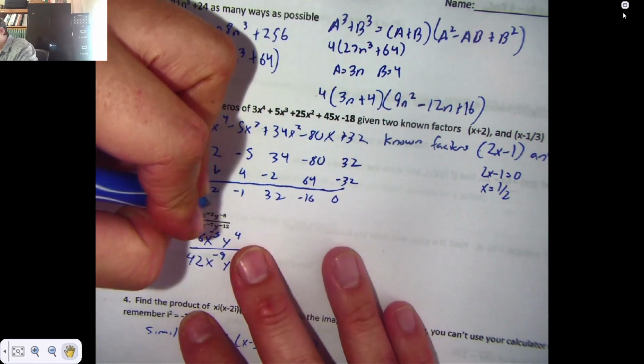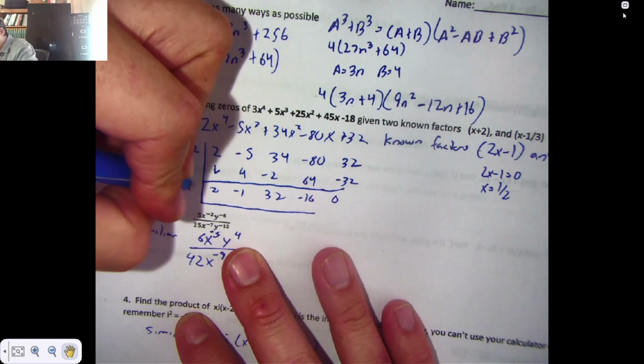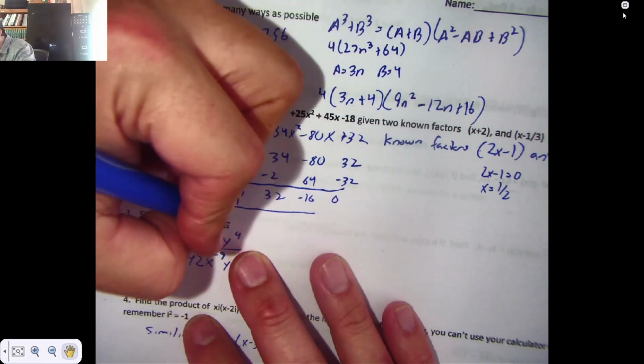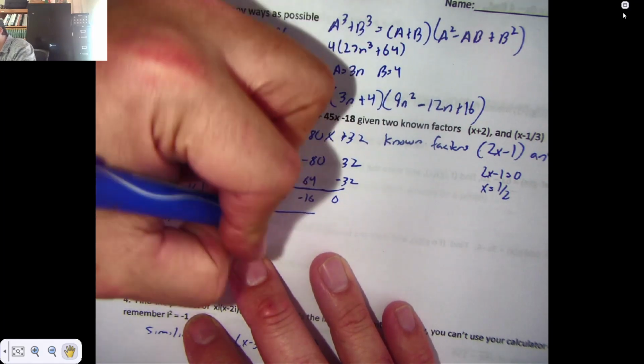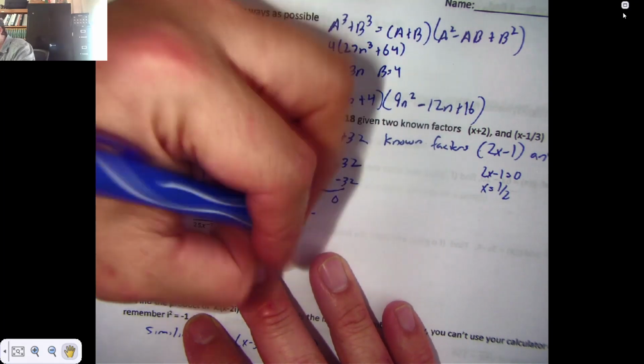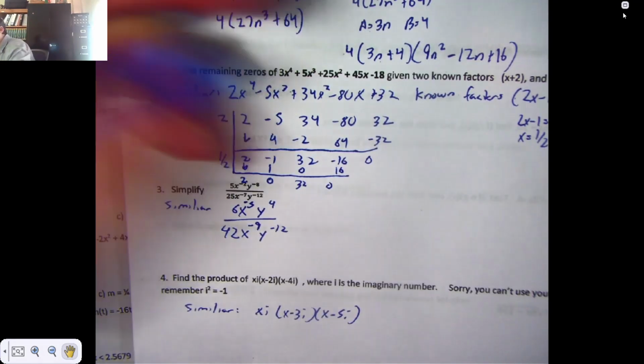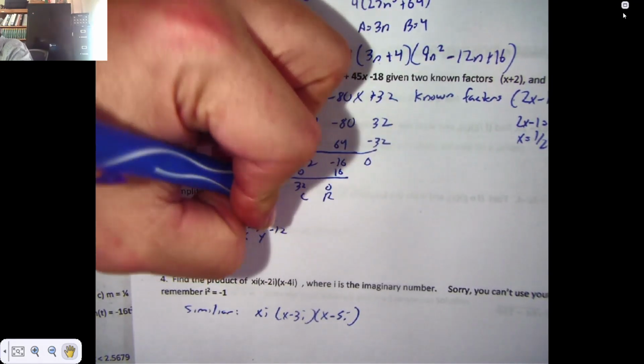Repeat the process, but this time with the 1/2. And I drop the 2, and 2 times a half is 1. Negative 1 and 1 makes 0. Half of 0 is 0. 32 and 0 is 32. Half of 32 is 16. There you go. I kind of ran out of room here, but remainder constant x squared.